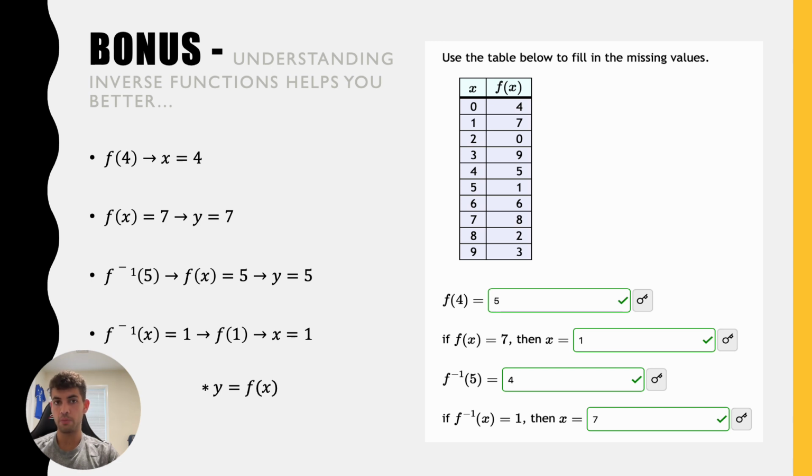Fourth one, f inverse of something equals 1 means f of 1, which means x equals 1. When x equals 1, y equals 7. This means that inside of the f inverse should be the number 7. Yes, again, it's the opposite, but this is inverse. Confusing? Yeah, I know.